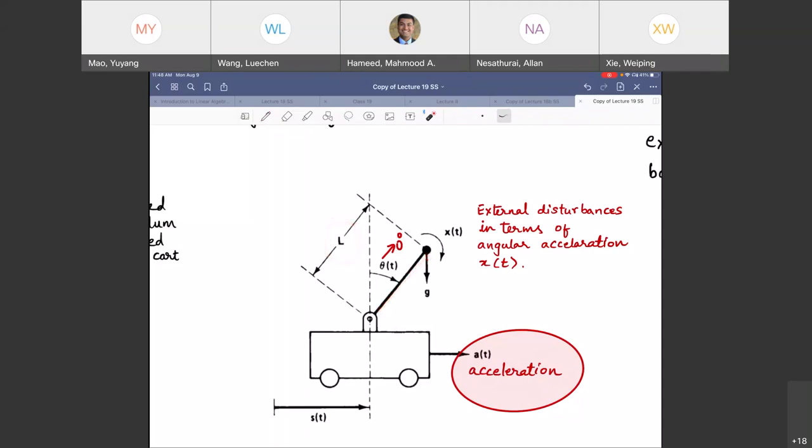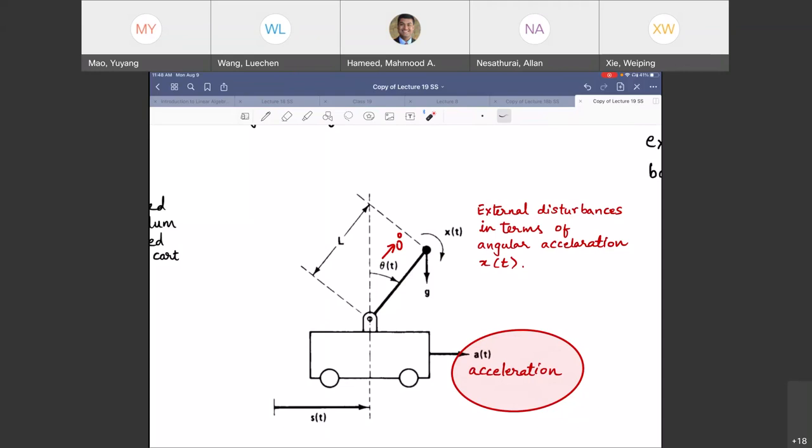L. What is x of t? X of t is any external disturbance in terms of angular acceleration. It could be coming due to a breeze, or it could be somebody flicking the top of the pendulum. Some external disturbance which is not in our control. So x of t is not in our control, which means that x of s is not in our control.